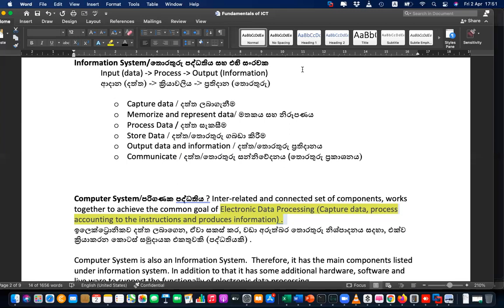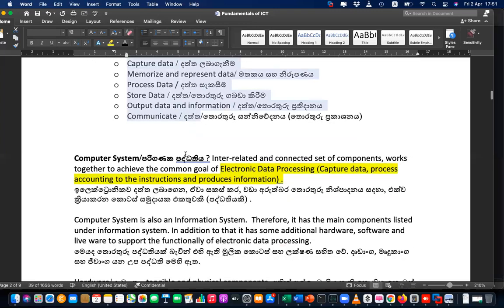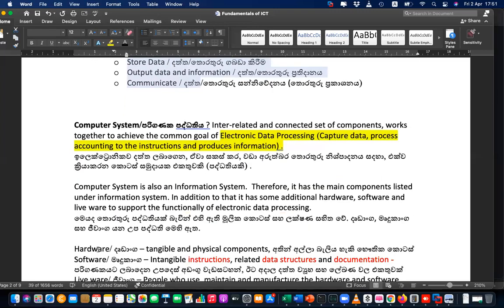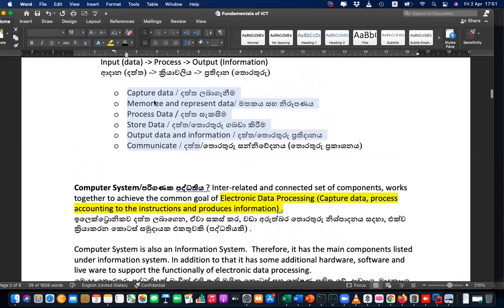So likewise, for each of the tasks here, there are components in the computer system. Those are called hardware. And software also, you have components. Capturing data is done by various applications, which allow us to type, which allow us to record audio, and which allow us to video using the web camera software. So software is also there in addition to the hardware, and the memorize and representation. So again, in addition to the hardware, software is also there.